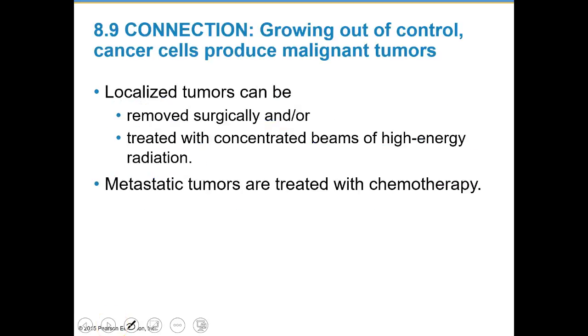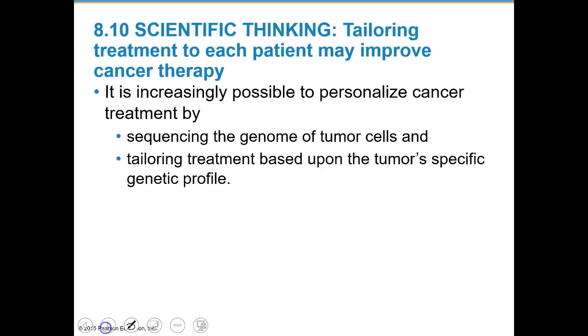All right. Localized tumors can be removed surgically or treated with concentrated beams of high energy radiation. You just shoot the crap out of them with radiation and they disappear. So you can do that with localized tumors. Unfortunately, metastatic tumors are treated with chemotherapy, which is an insane process that really eliminates all cells, both cancerous and healthy. The growth rates between the 2 are a little bit different, so they hope to build the healthy cells while removing a whole bunch of cells. So it can make people very, very sick depending on the chemotherapy.